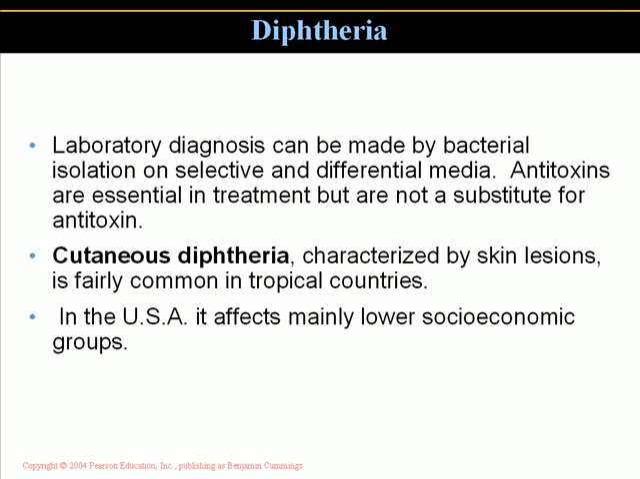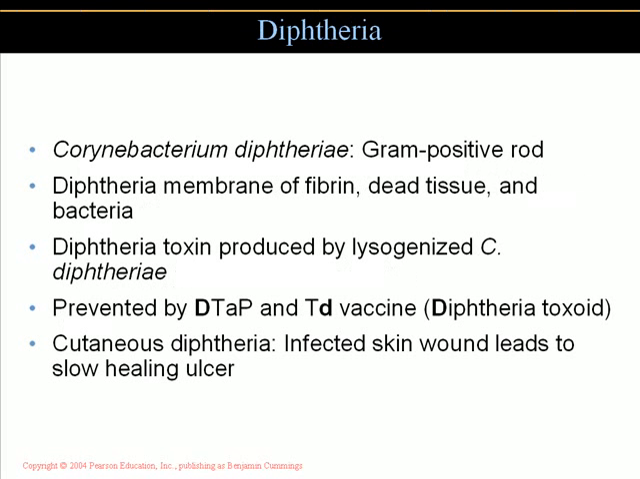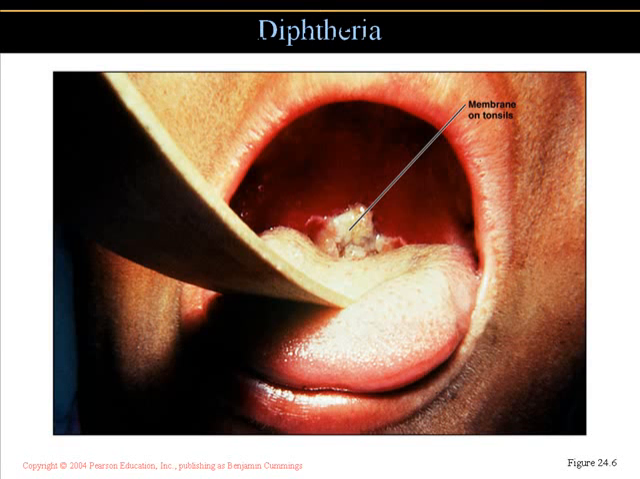Cutaneous diphtheria can also occur, characterized by skin lesions, and is fairly common in tropical countries. In the United States, we see areas of lower socioeconomic groups affected most often. Corynebacterium diphtheriae, gram-positive rods, diphtheria membrane, fibrin, dead sheets of tissue, again, that are sloughed off, prevented by a toxoid. We talked about toxoids before, which can be administered to prevent the disease. Oh, this is a good picture.